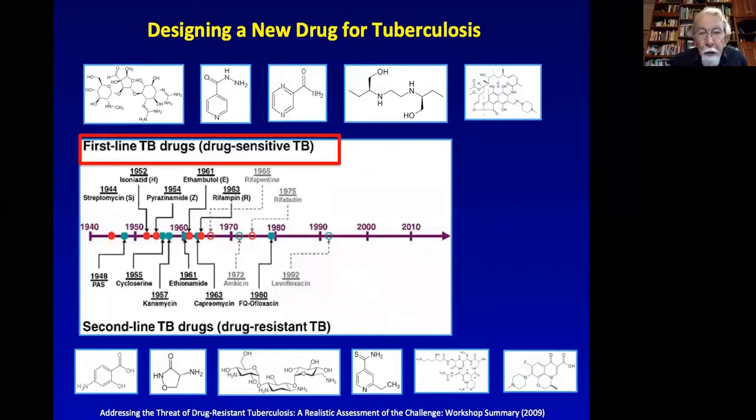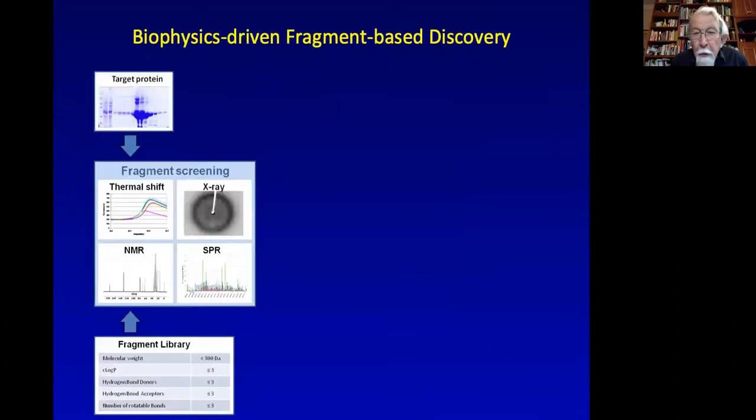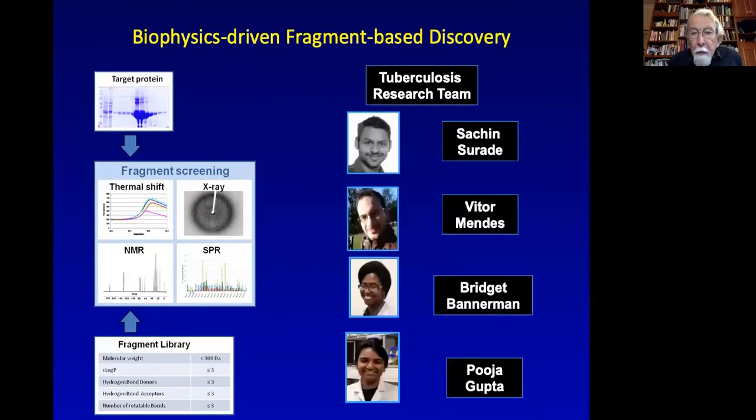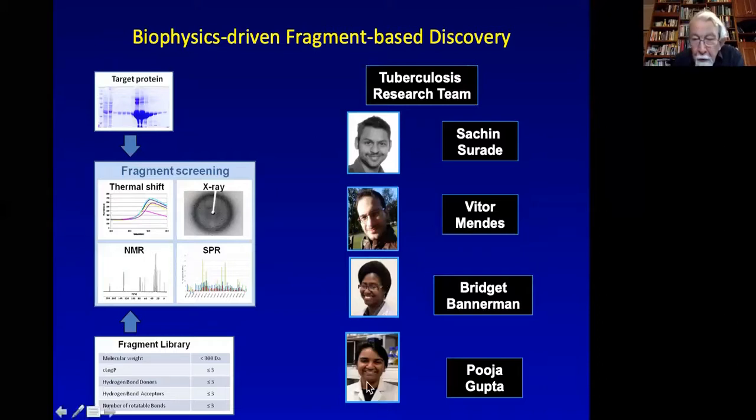We looked at first-line drugs, we looked at second-line drugs. We began to think of how we could use the fragment screening that we use for cancer in drug discovery for tuberculosis. Here was one of my first teams on tuberculosis. You see Sachin Saradi, Indian, Vitor Mendes, he's from Portugal, Bridget Bannerman from Nigeria, and here's Pooja Gupta. You see, as usual, some of my members, in this case, half of the members working on this are from India. We have very good collaborations and fantastic science.